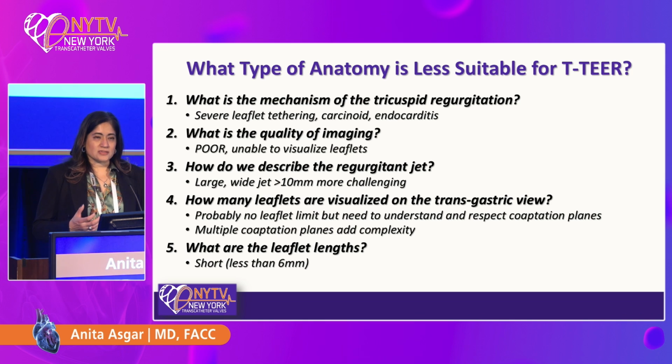The regurgitant jet, the very large jets, are probably less likely to be suitable candidates for T-TEER. There's probably no leaflet limit in terms of exclusions for T-TEER, but we do need to understand and respect those coaptation planes. Oh, I just lost my slides.